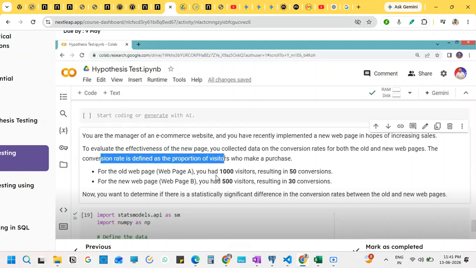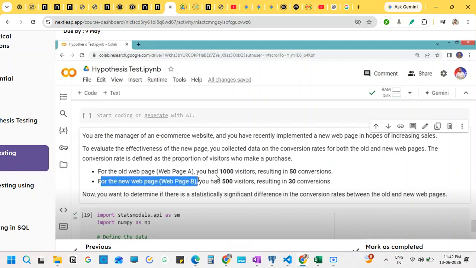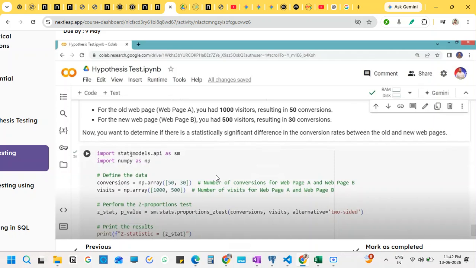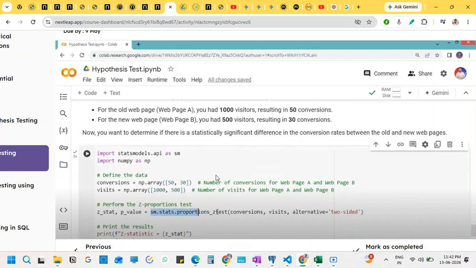The conversion rate is defined as the proportion of visitors. So for old web page A, we have 1,000 visitors resulting in 50 conversions. So you can assume that out of 1,000 visitors, only 50 people clicked or converted or made a purchase, while for B, 500 visitors were there and 30 converted. So now I need to compare them. These are proportions, so I'll go with the Z proportion test. There's a library in Python, statsmodels, and from that library I'm using the proportions Z test, which will take the conversions, so conversions are 50 and 30, and the number of visits are 1,000 and 500.